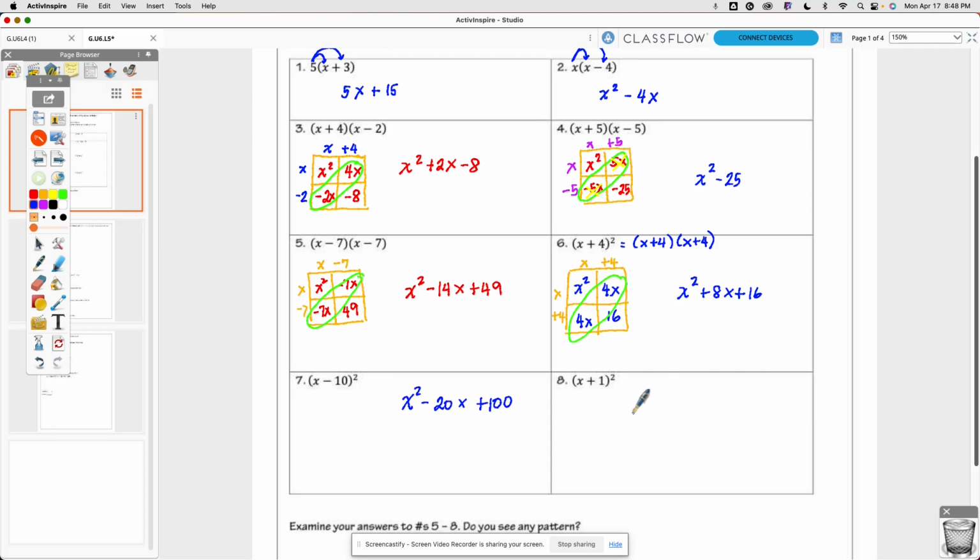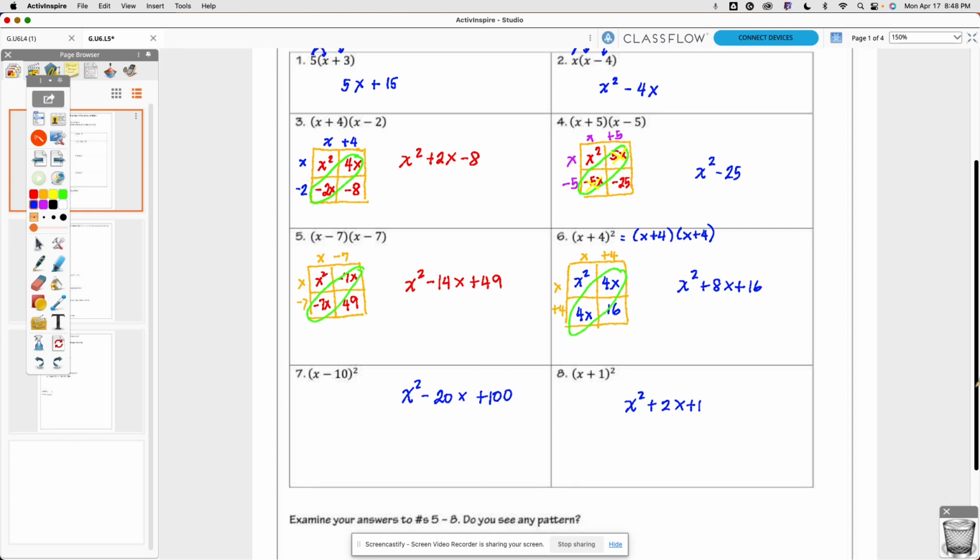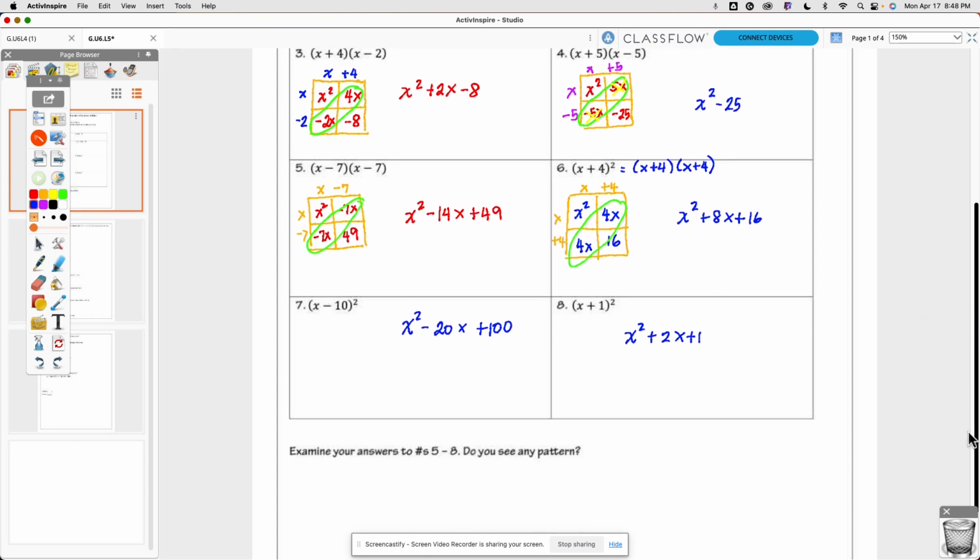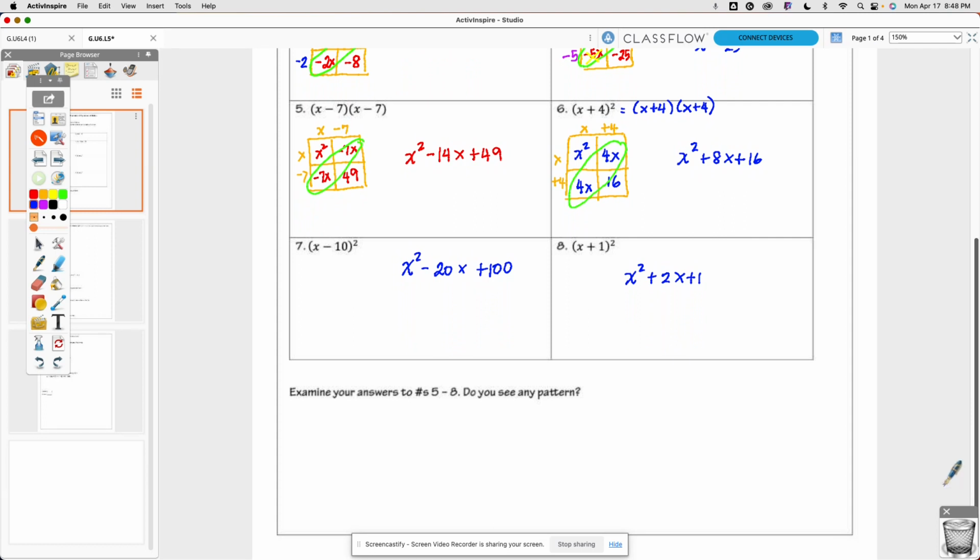And for number 8, you should get x squared plus 2x plus 1. Okay, verify that you get the correct answers. All right, now let's take a look at the answers that we got for numbers 5 through 8.